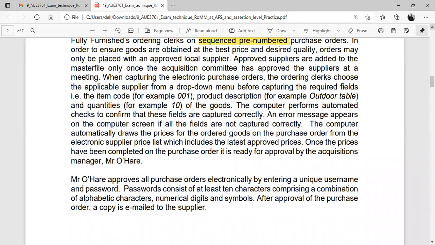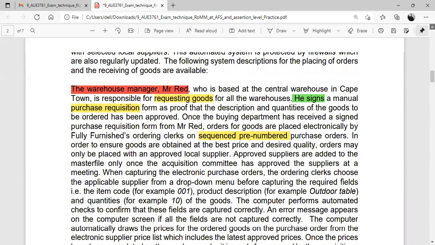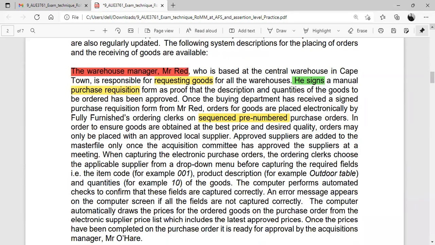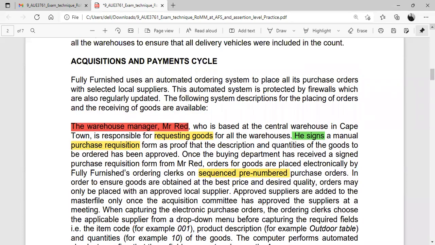And yeah, so one thing about test of controls, guys, you do not test controls which are not there. Okay, so you only test the controls that are there. For example, they've given you so many controls in this particular section. Control number 1, there's Mr. Red who signs a purchase requisition. That's the first control. How do you test that control? Also taking into account the objectives of testing your controls, which are validity, accuracy, and completeness.